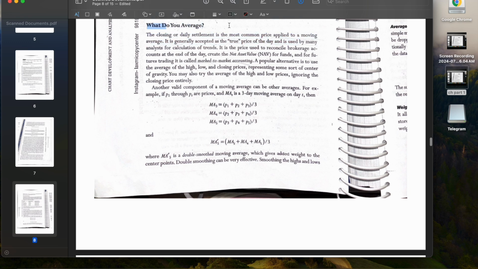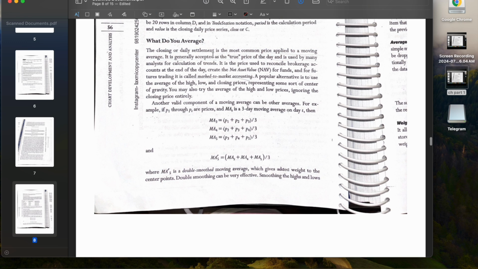Okay, now we're talking about average. Now what exactly is average? The closing or the daily settlement is the most common price applied to a moving average. You might be wondering, when we are calculating a moving average, what price does it use? Does it use the high price, the day low price, or the opening or the close? Most of these calculations are done on the basis of closing price. If you want to, you can always customize it and use the opening price, but most of them use the closing price, so keep that in mind.